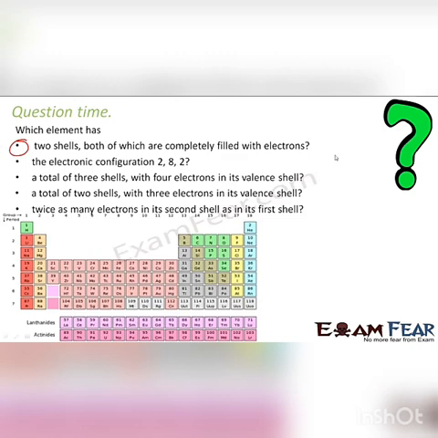That means the electronic configuration is 2, 8, right? Because there are two shells and both are filled. 2 plus 8 is 10. So atomic number 10 is neon. So this neon is my answer.